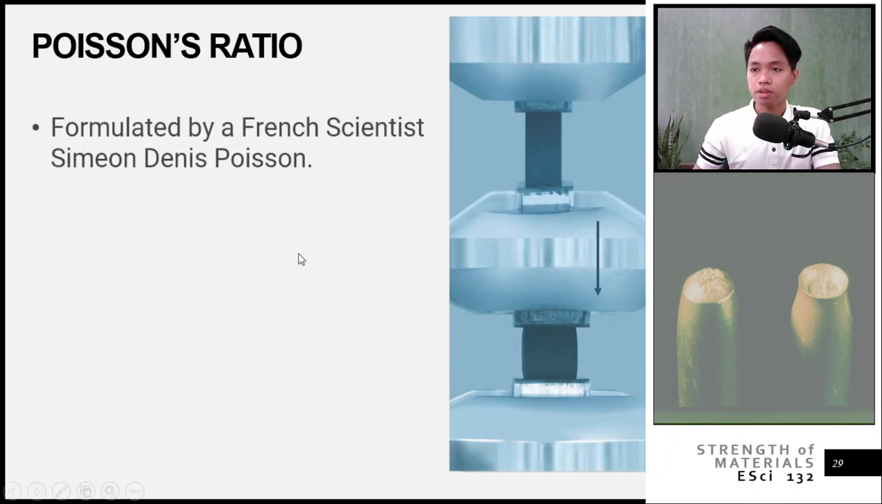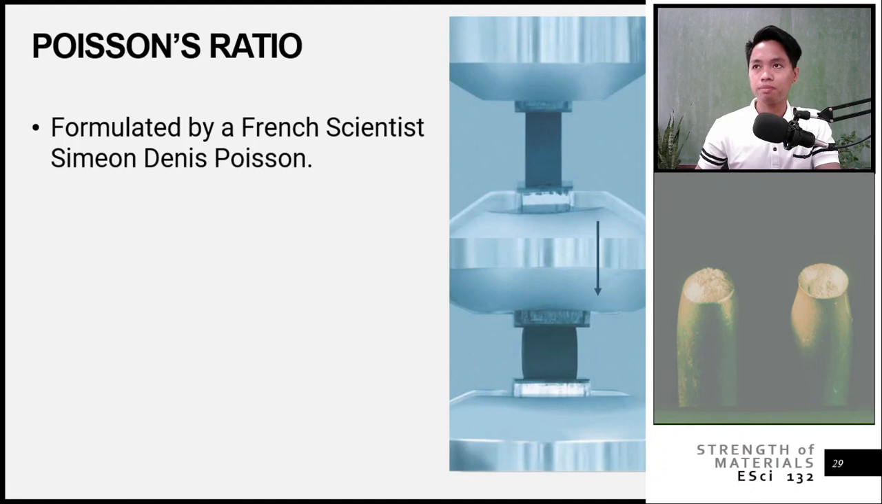Okay, so this is formulated by French scientist Simeon Denis Poisson. The concept of Poisson's ratio is simple logic. The simple logic to remember is an elastic or rubber band. If you pull the rubber too hard, it elongates, as long as it does not break. It becomes longer, but simultaneously it also becomes thinner. That is the concept of your Poisson's ratio.